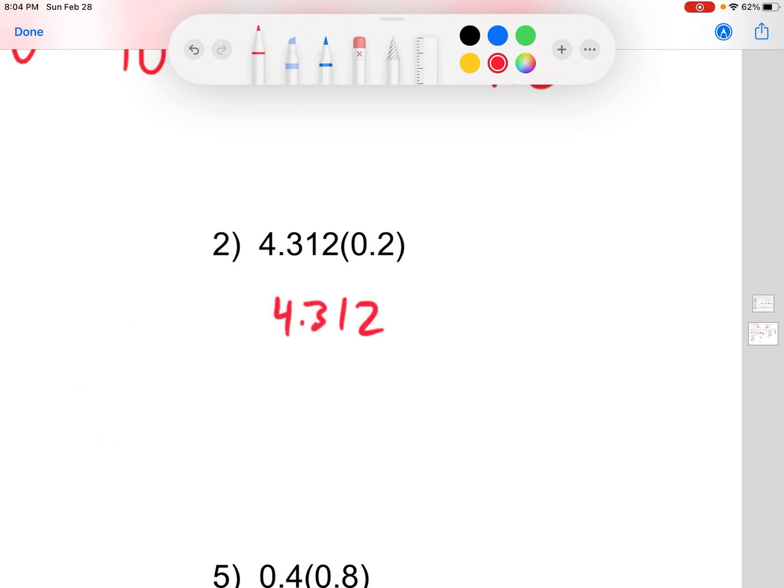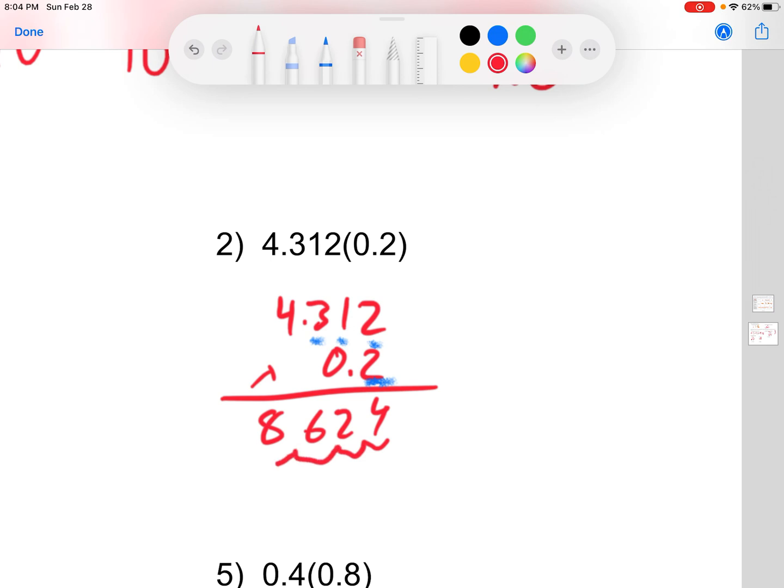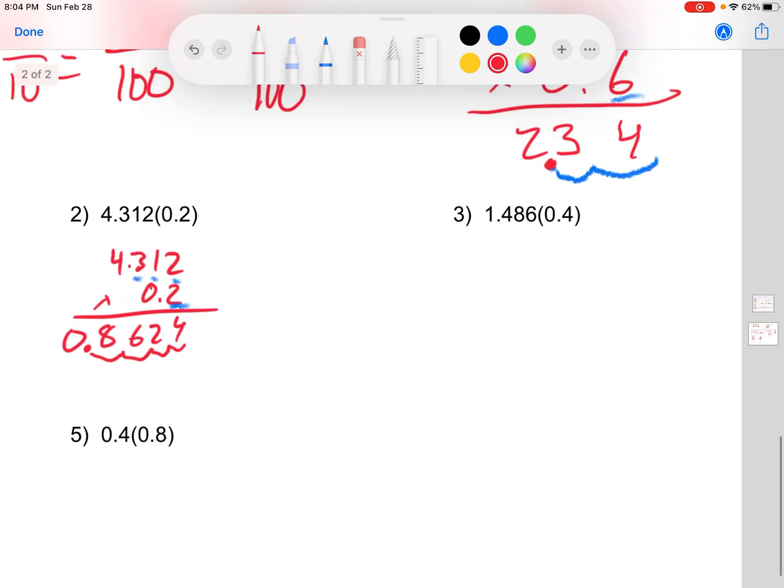4.312, 4 and 312 thousandths, times 0.2. Ignore the decimal places. 4, 2, 6, 8. Now I check, and I have 1, 2, 3, 4. So I'm going to go over 1, 2, 3, 4. 0.624. Sorry, 0.8624.